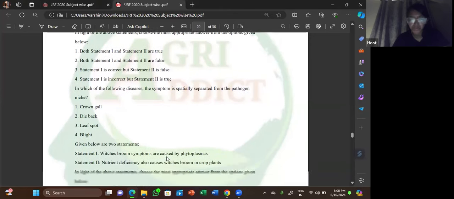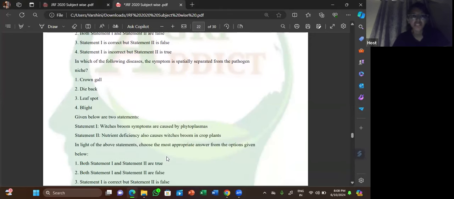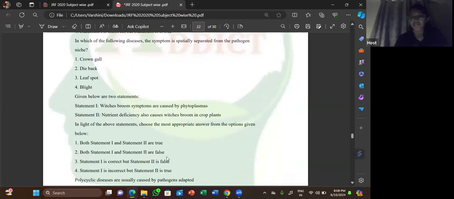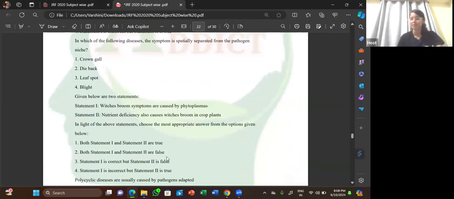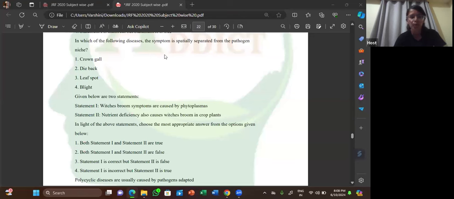Now, here is a question. In which of the following diseases is the symptom spatially separated from the pathogen? So, where do you notice it? The symptom is at one place and the pathogen is at a different place. Yes, very good. Option one.